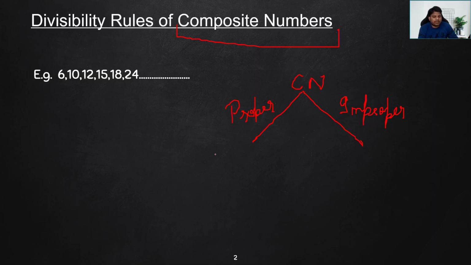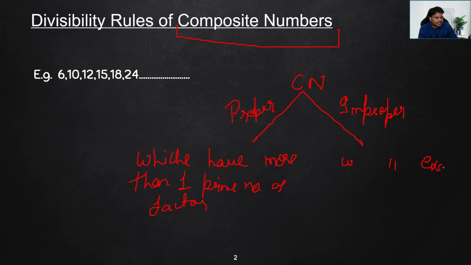So proper composite numbers are those composite numbers which have more than one prime number as a factor, whereas improper ones are those which have exactly one prime number as a factor.